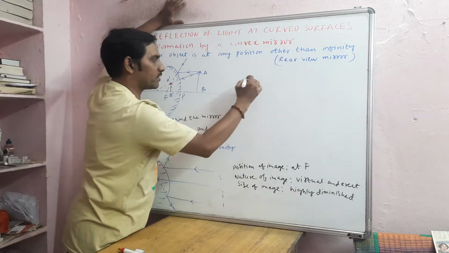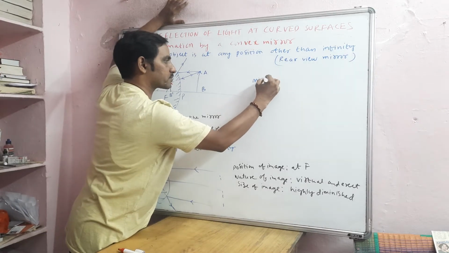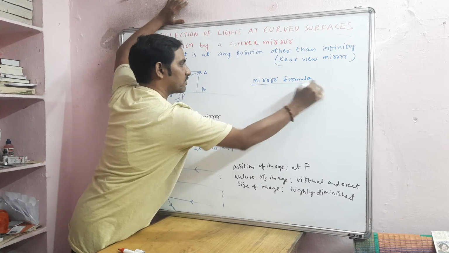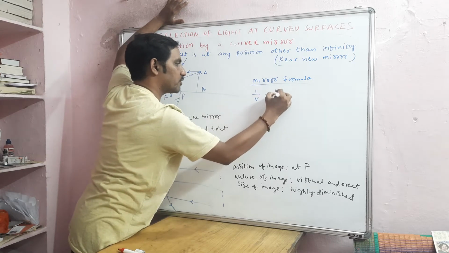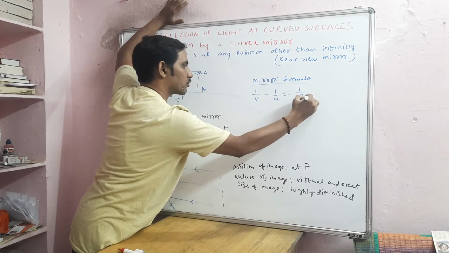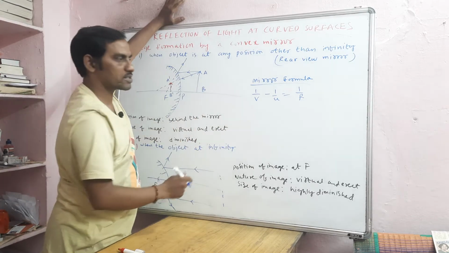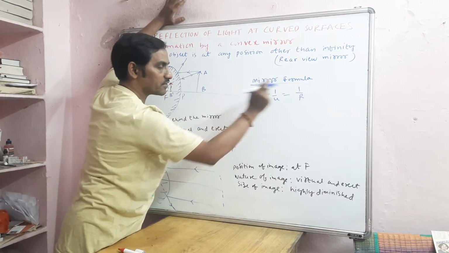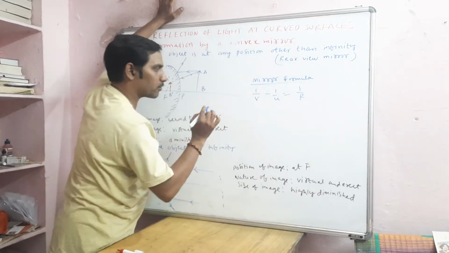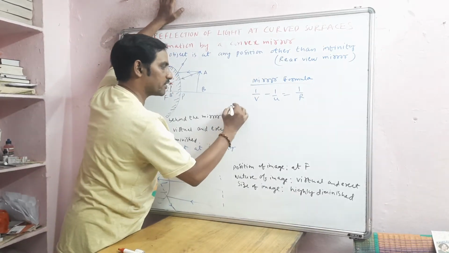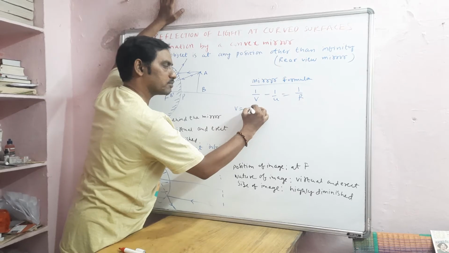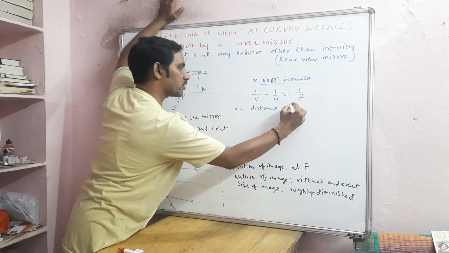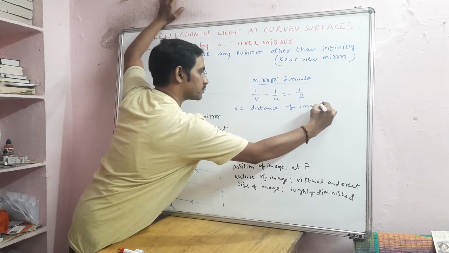See here, what is this mirror formula is, 1 by V minus 1 by U is equal to 1 by F. So what is V? V is the image distance, U is the object distance, F is the focal length of the mirror, right? Now, you can write what V stands for. V stands for distance of image from pole. Distance of image from pole.